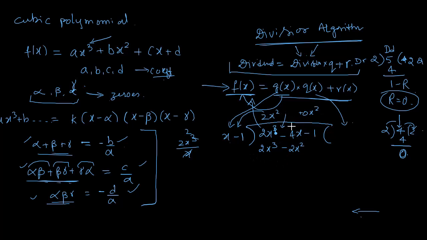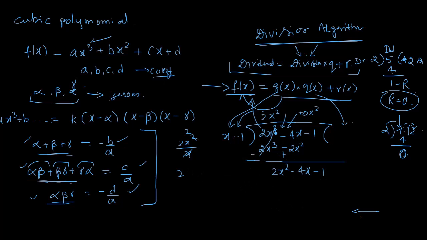Make sure you either put that 0x square, or otherwise when you're subtracting, make sure that the term exists. You have to only subtract like terms, and because we are subtracting, the sign is going to change. This gets cancelled, and then this will be plus 2x square as is, minus 4x minus 1.